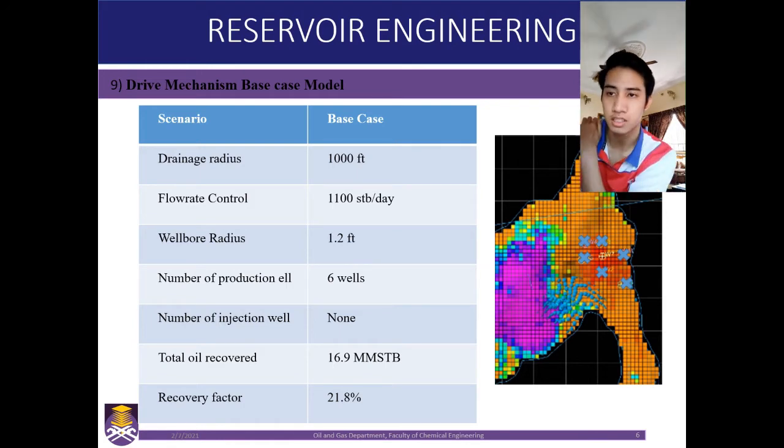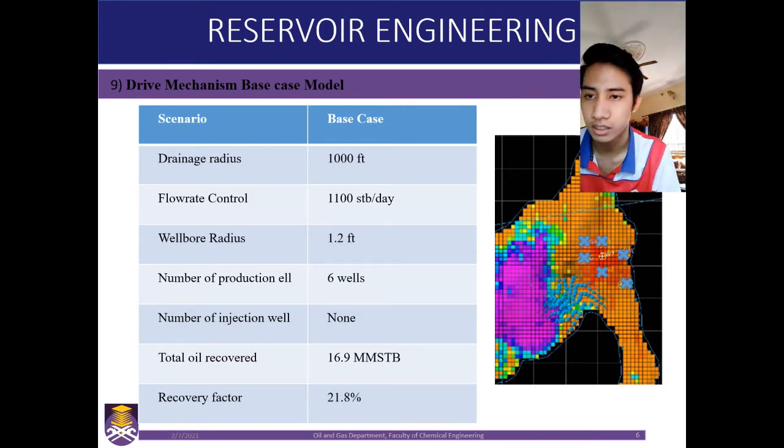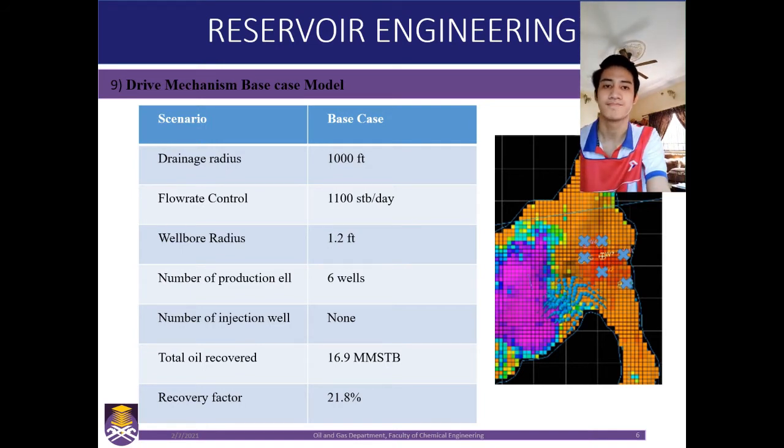And this table shows the summary of the base case scenario, which is the drainage radius is 1,000 feet, flow rate control is 1,100 STB per day, and wellbore radius is 1.2 feet. Number of production well is 6 well. Number of injection well is 0 because this is the base case. Then the total oil recovered is 16.9 mmSTB, and for the recovery factor is 21.8%.